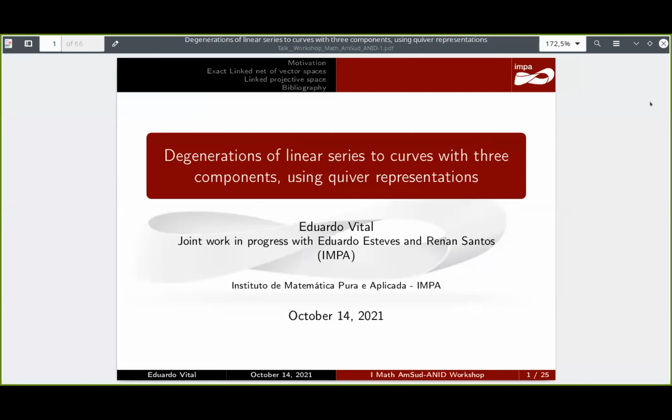Thank you for the invitation to the organizers. Today we'll talk about joint work in progress with Eduardo Esteves and Hernan Santos about the generation of linear series to cover 3 components using quiver representations.